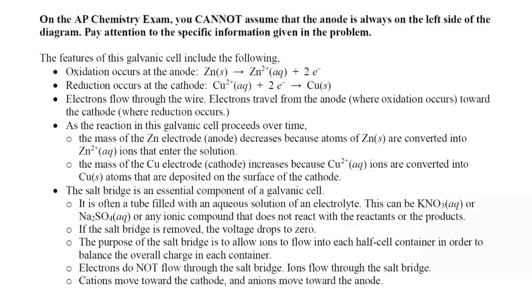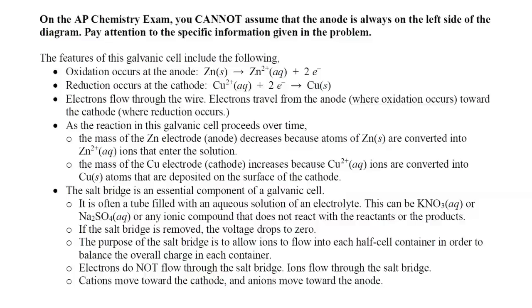Now, in this example diagram of a galvanic cell, it just so happens that the zinc anode is located on the left side of the diagram, and the copper cathode is located on the right side of the diagram. But there's no rule in chemistry that the anode will always be on the left. So on the AP Chemistry exam, if you are given a galvanic cell diagram, you cannot assume that the anode is always on the left side of the diagram. So what you have to do is simply pay attention to the specific information given in the problem.